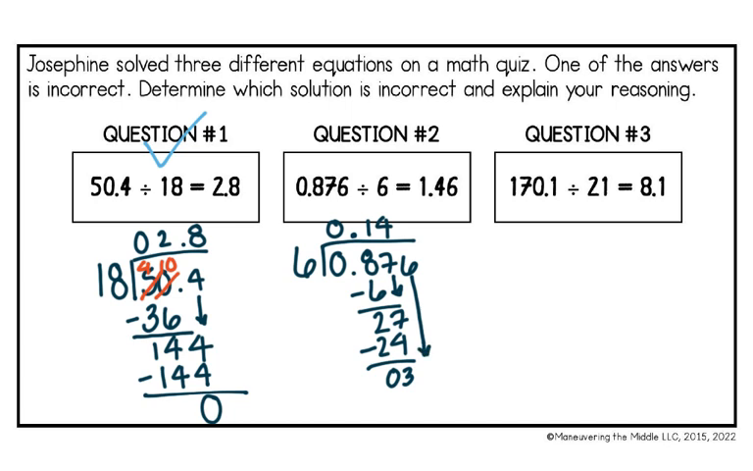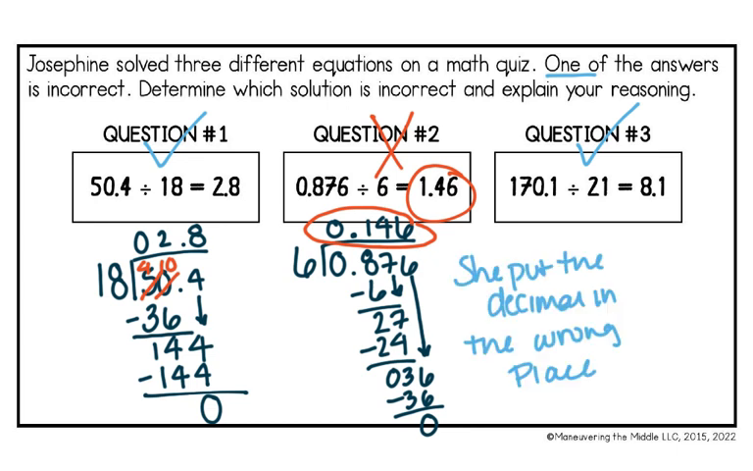Bring down the 6. 36. 6 can go into 36 6 times. 6 times 6 is 36. Subtract, and we get 0. So in question 2, her answer was 1.46. Our answer is 0.146. So question 2 is the one she got wrong. So that means that question 3 is correct. So we don't need to solve that one because it told us that only one of the answers is incorrect. And her answer is incorrect because she put the decimal in the wrong place.